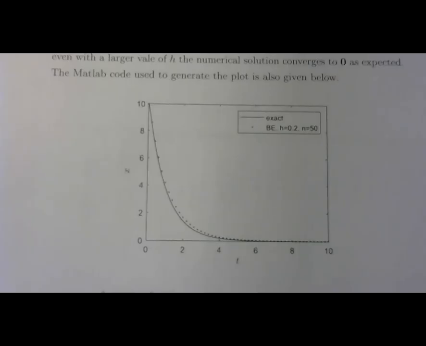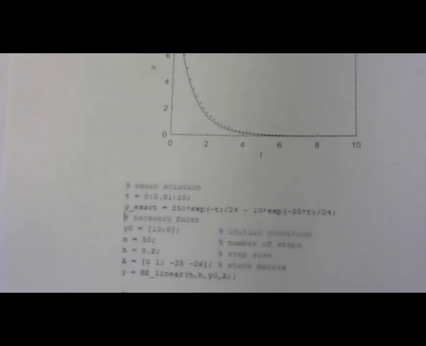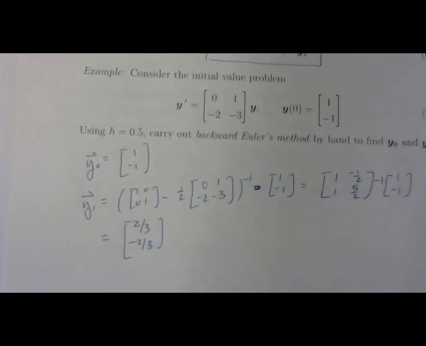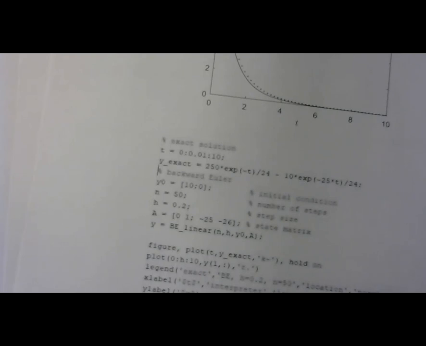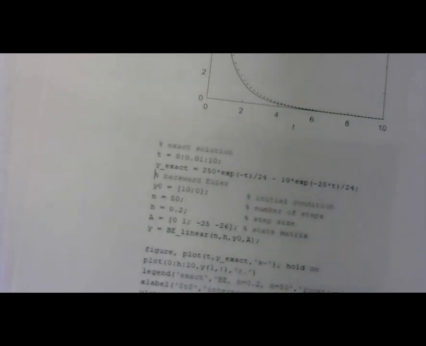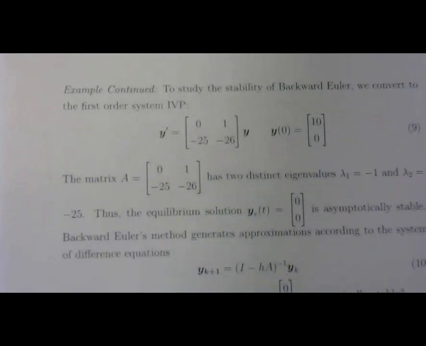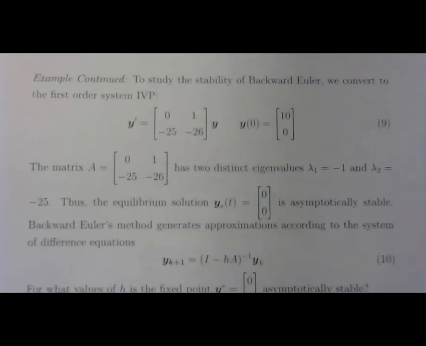When I do that, I get a plot like this, and I see, yeah, backward Euler looks like it's stable, looks like it's converging to the exact solution. The code is right here for you to see, but where is it stable? Is it stable for all H's? That's the question, right? So let's do the same thing that we did for forward Euler to compute the H's that will give a stable solution in this case.